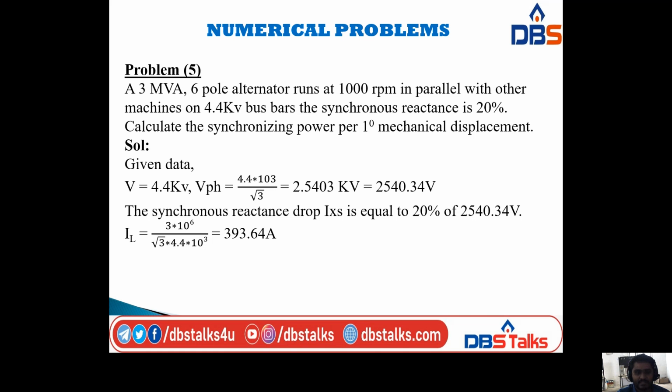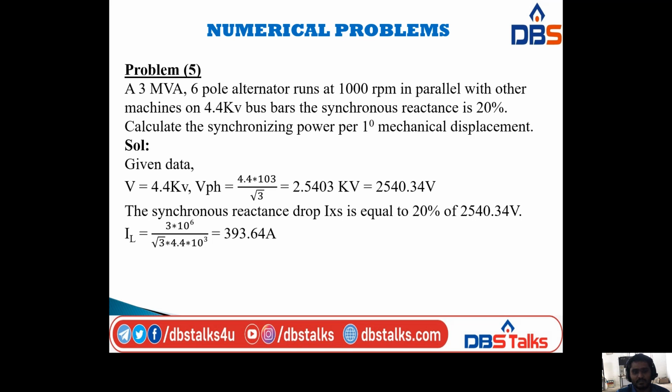The MVA rating of the machine is 3, the poles are 6, the speed is 1000, the voltage rating is 4.44 kV, and the synchronous reactance is 20% of the bus bar voltage. So first note down V is equal to 4.44 kV. Actually it is a three-phase alternator, so we have to convert this line voltage into phase voltage, that is V phase is equal to V by root 3. That is 4.4 into 10 cube by root 3, which is equal to 2.5403 kV.